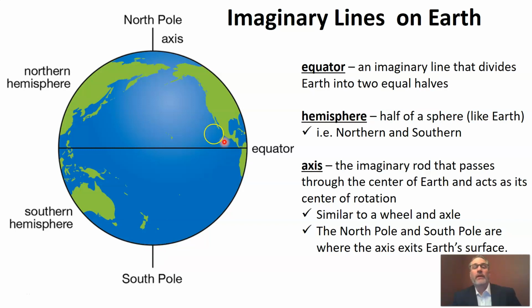All right. So we need to keep in mind here we have our equator, which divides the Earth into the northern and the southern hemisphere. We have our axis, which is our center of rotation. Think of an imaginary rod. And where the axis intersects with the surface, north of the equator, that's our North Pole. And south of the equator, that's our South Pole.